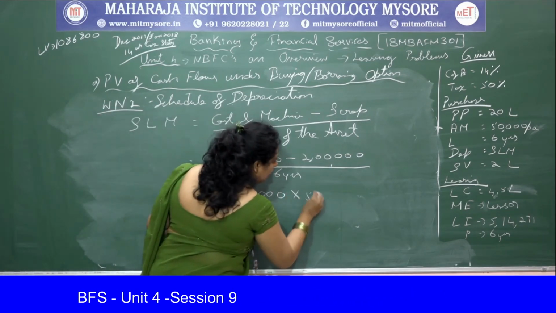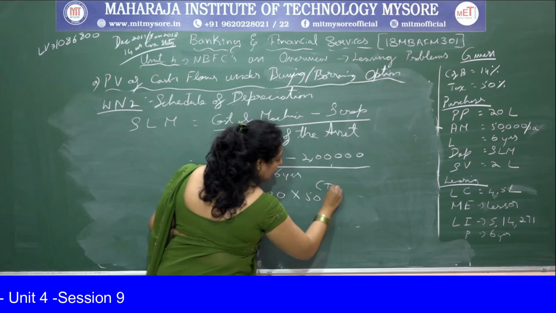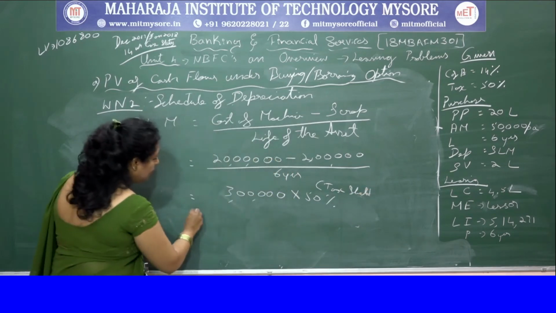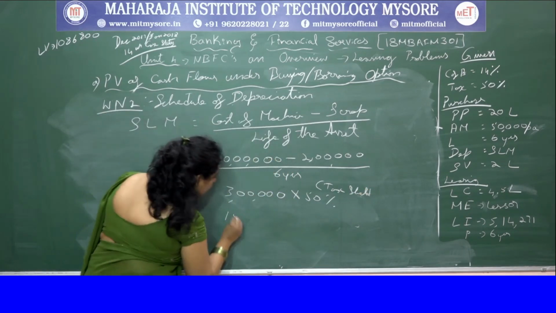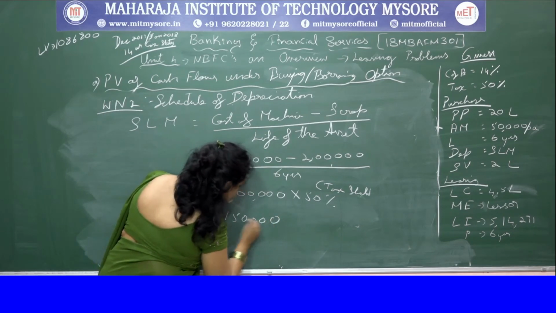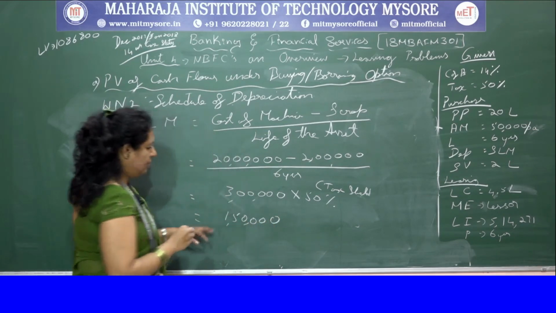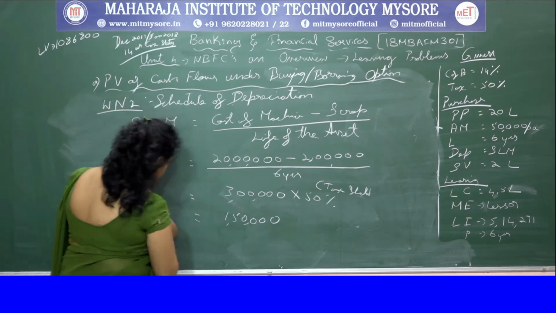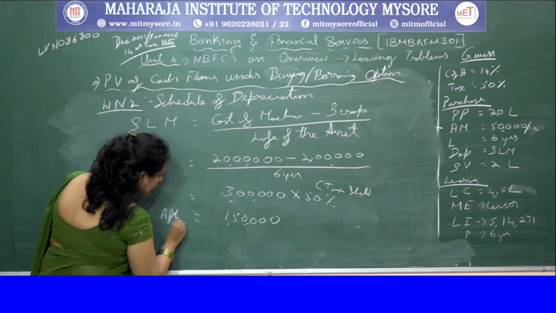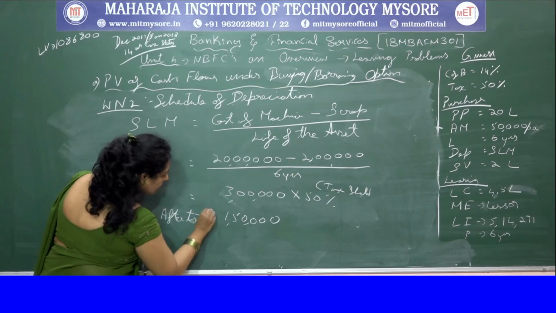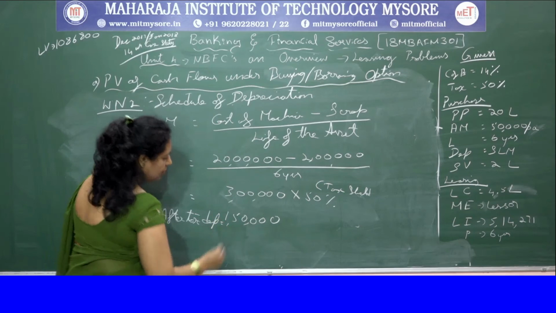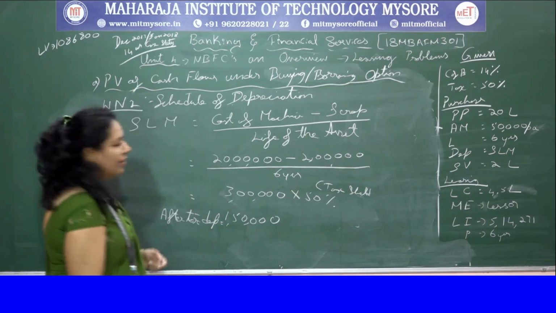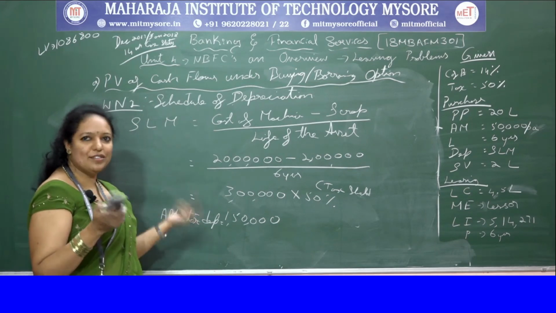Into 50%, which is the tax shield. So remaining you get is 1,50,000. This is after tax depreciation. After tax depreciation, it is 1,50,000. Clear? Any doubt? Straight line method is quite simple.